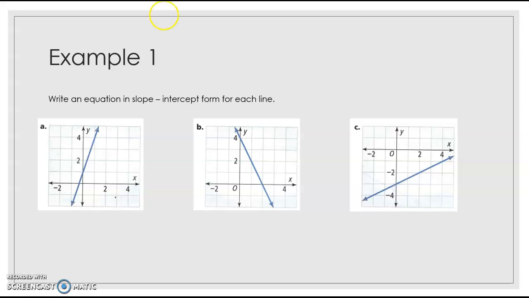Before I go through too much of this example, I want to remind you our equation that we're using is that slope-intercept form. So y equals mx plus b. So remember that m is slope, which in these examples is going to be rise over run. And that b is our y-intercept, so that beginning point.